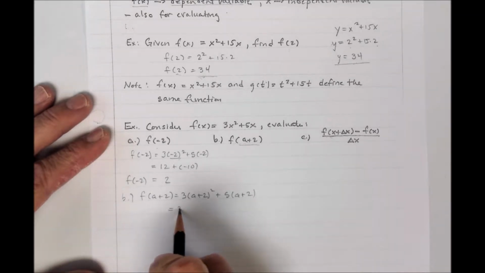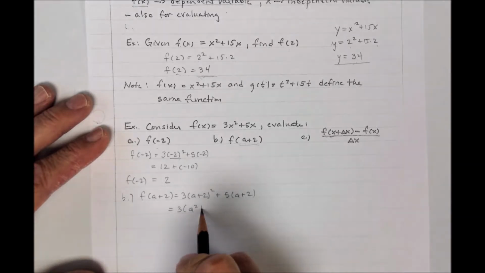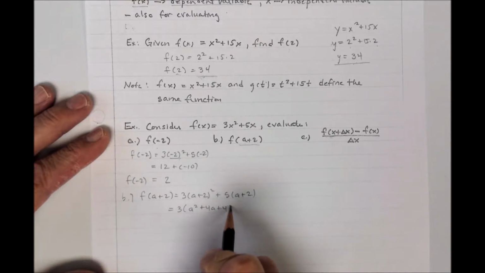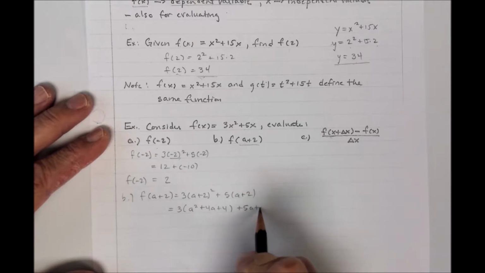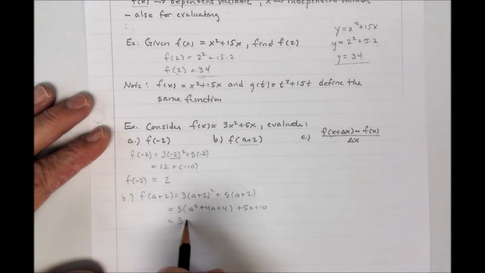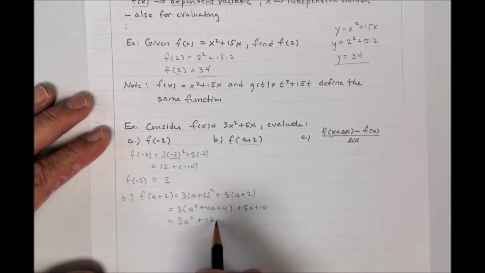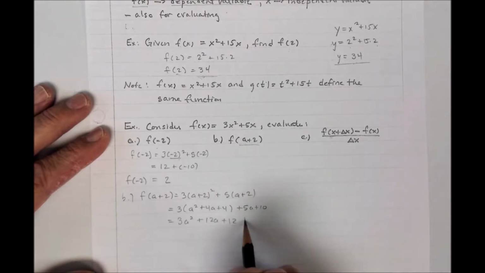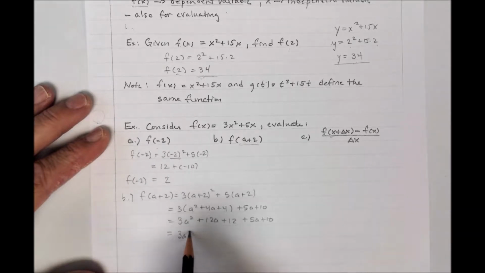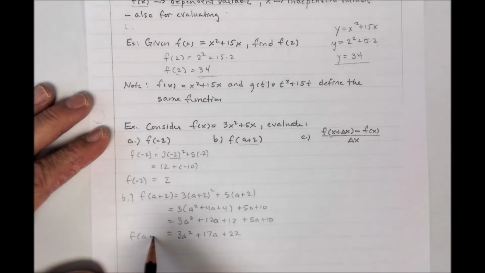This is 3 times the quantity a squared plus 4a plus 4, and then over here plus 5a plus 10. So this is 3a to the second plus 12a plus 12 distributing, plus 5a plus 10. And this would be 3a squared. We would like to simplify our answers when we can, plus 17a plus 22. And that's f of a plus 2.